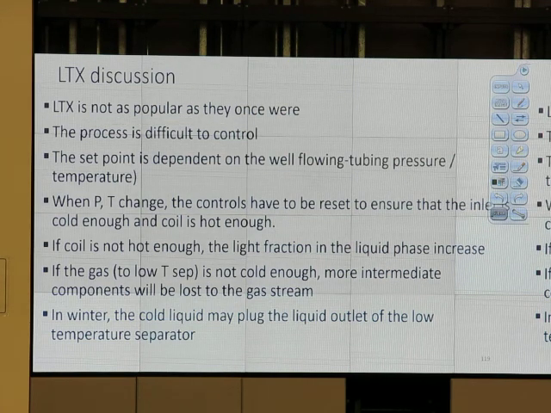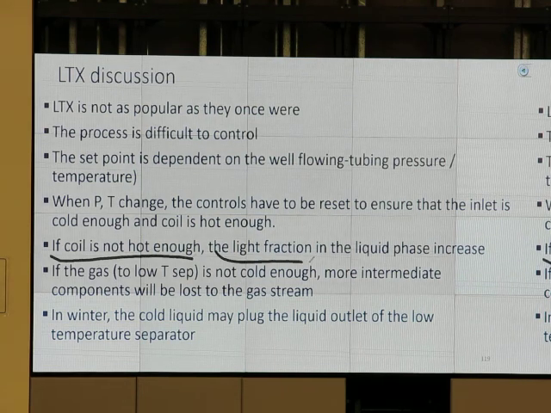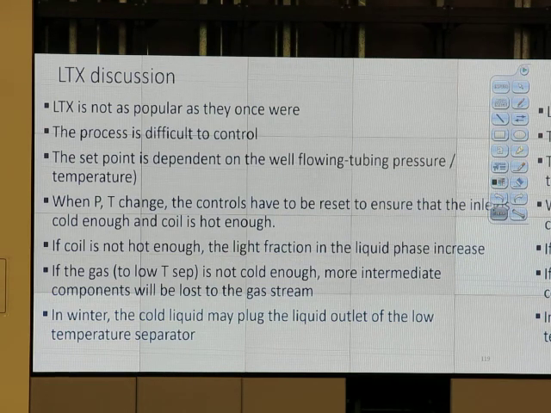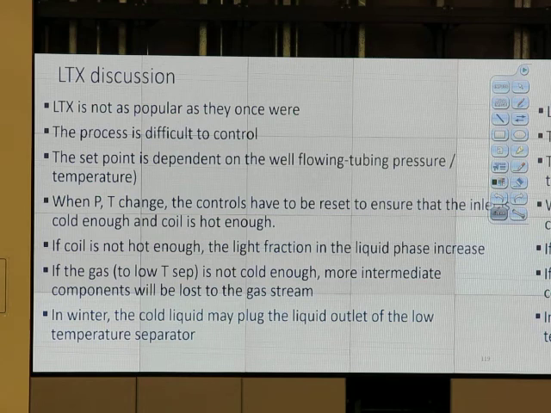The set point is dependent on the well flowing tubing pressure and temperature. When pressure and temperature change, the control has to be reset to ensure that the inlet is cold enough and the coil is hot enough. So with the life of the well, when temperature and pressure change, we have to change this again. If the coil is not hot enough, the liquid fraction in the liquid phase increases. If the gas is not cold enough, more intermediate components will be lost to the gas stream. So basically, if we don't operate it correctly, we have a problem. In winter, cold liquid may plug the liquid outlet of the low temperature separator.